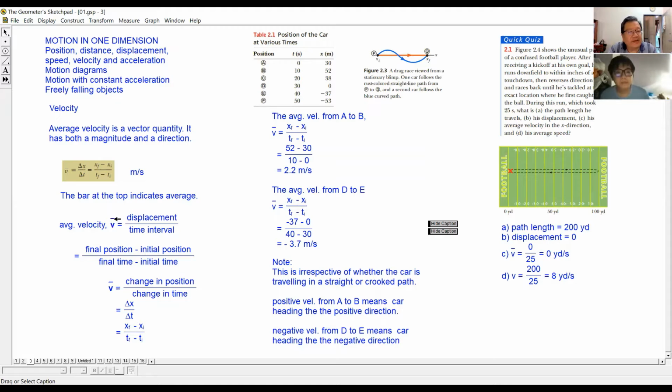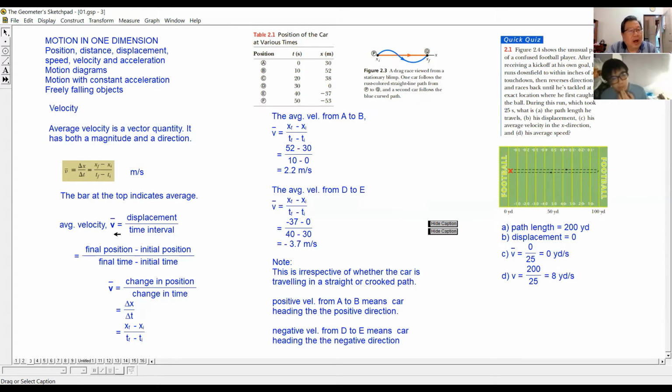Average velocity is given by this symbol V with a bar at the top. A bar at the top indicates that it is average. Without the bar, then it is just velocity. It can be the instantaneous velocity, it can be the average velocity, and they're two different things, right? So with a bar there, it is average. Without a bar, then it could be just velocity or instantaneous velocity.